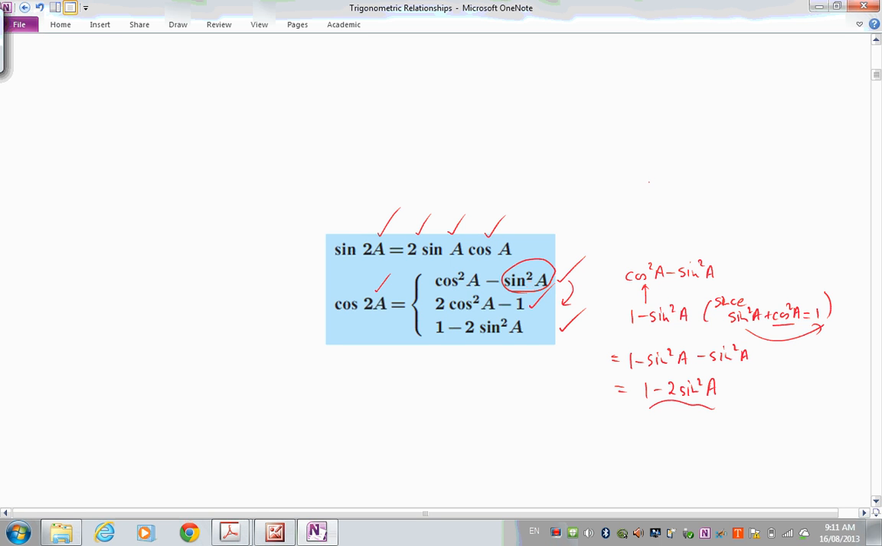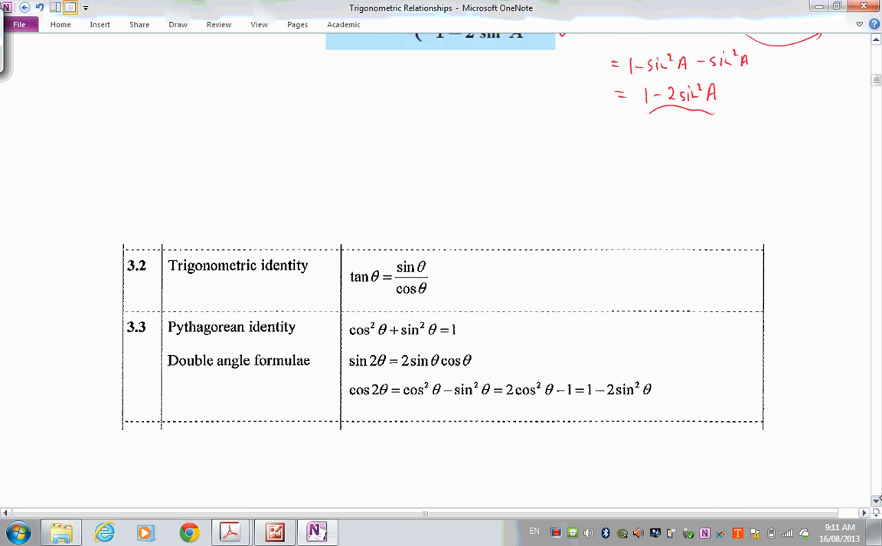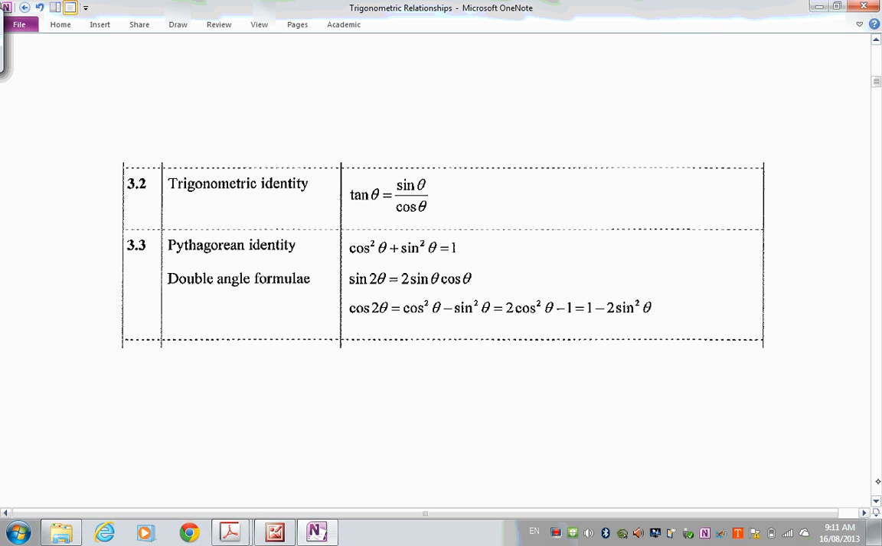These are called trigonometric identities, because they are always true. An identity is a relationship that is always true, no matter what values the variable takes in there. Identities are always identical. Let's have a look at what the IB provide us for this examination. This is taken from the information booklet where all the formulae are. So it's section 3.2 and 3.3. This is from topic 3, which is trigonometric functions and their graphs.